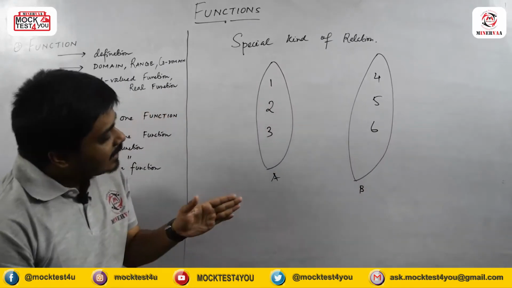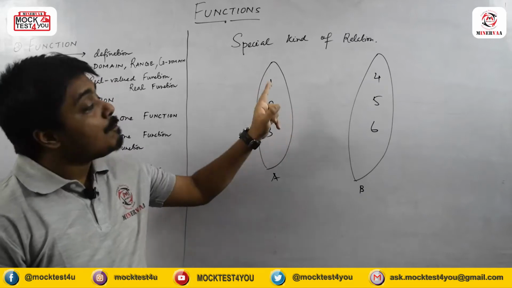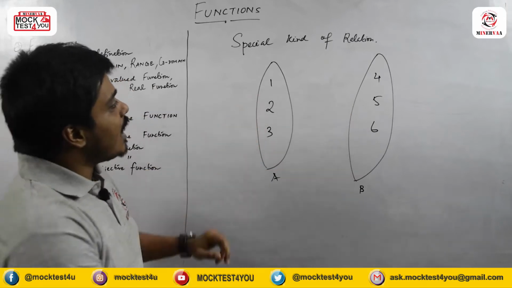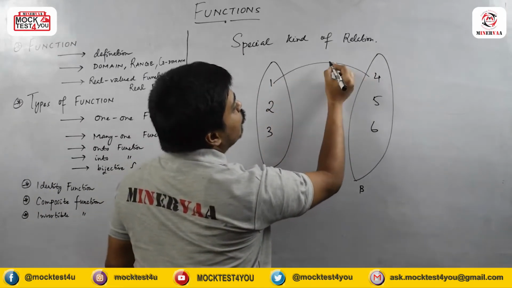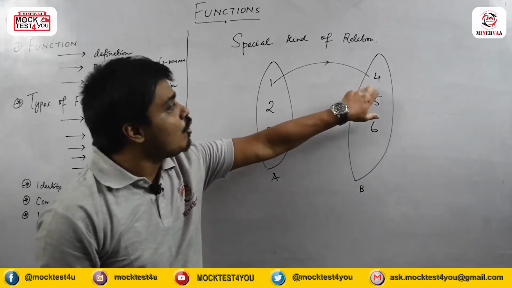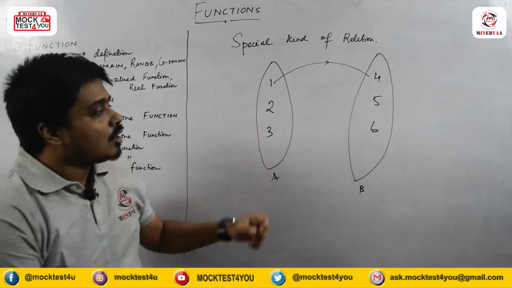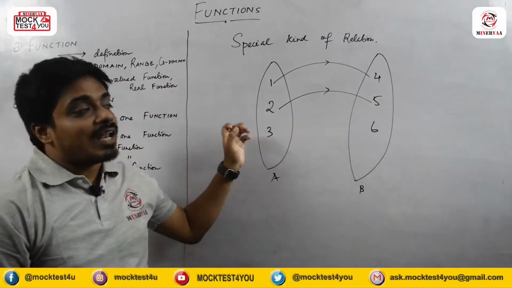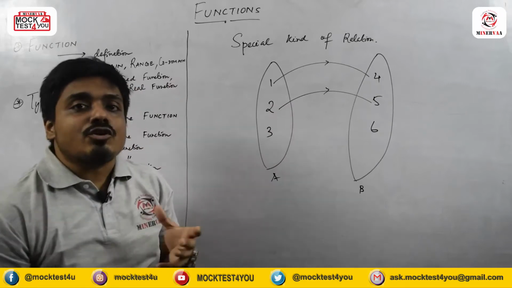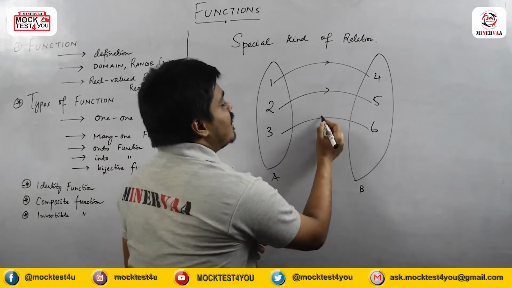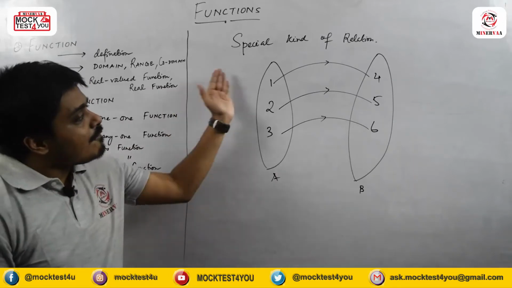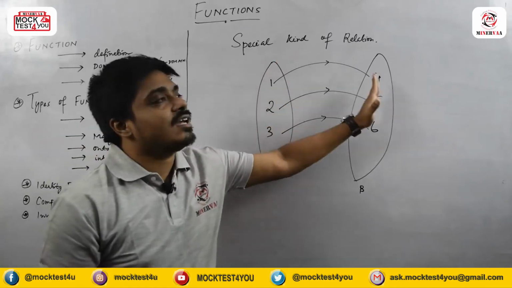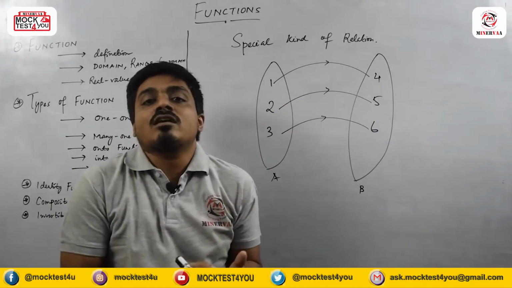Now I say that every element of A must have a unique image. What is an image? Suppose 1 is mapped with 4, so I can say that 4 is an image of 1. 2 is mapped with 5, so 5 is an image of 2. Like this, for a relation to be a function, the important criterion it must satisfy is that every element in A must have a unique image in set B. That is what a function is.